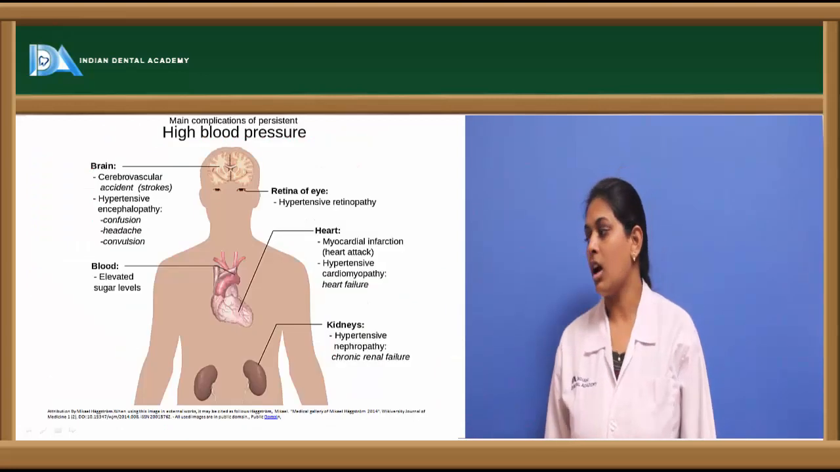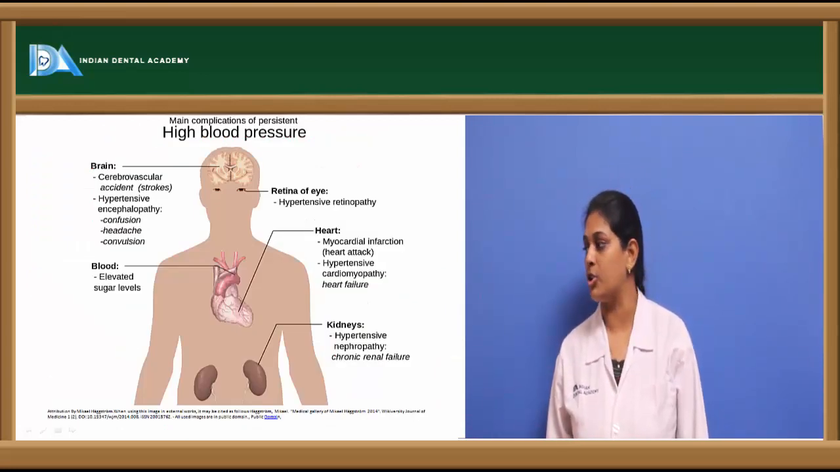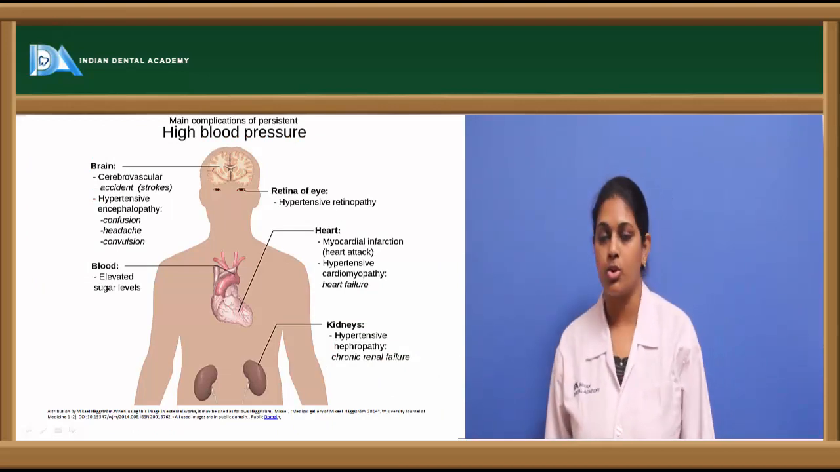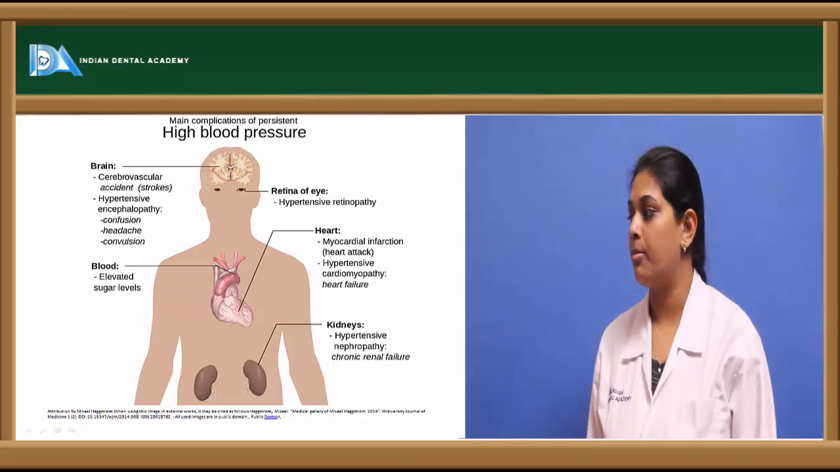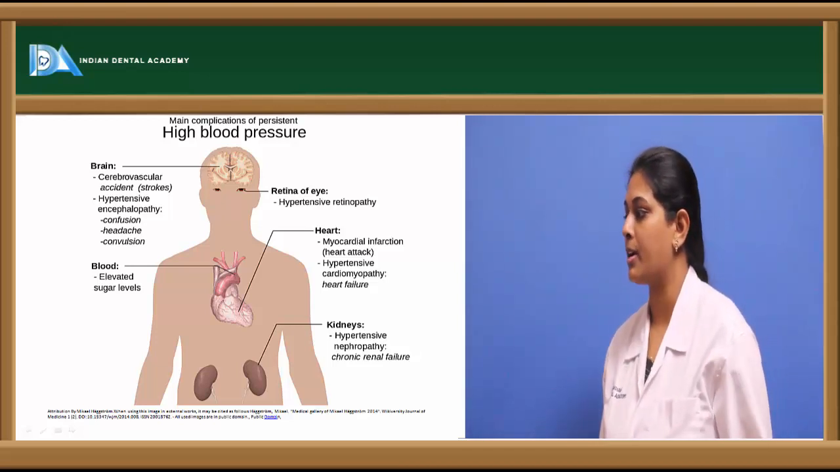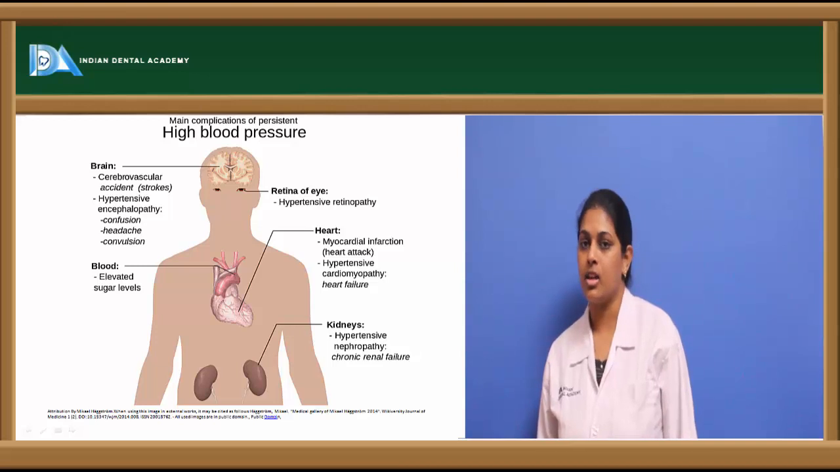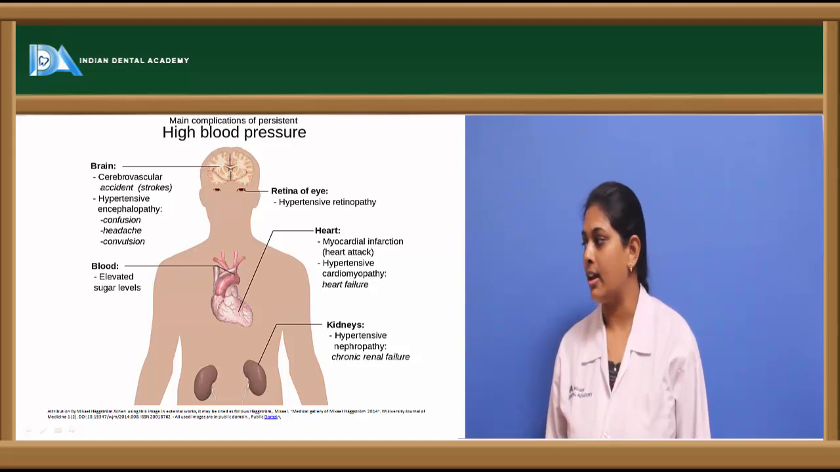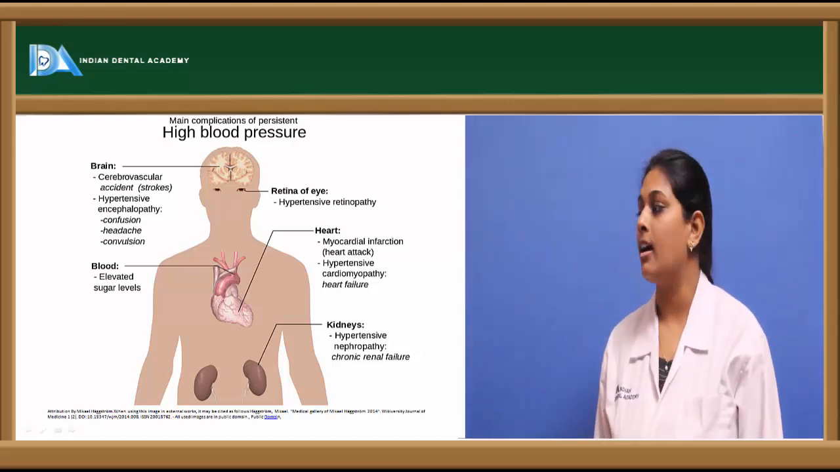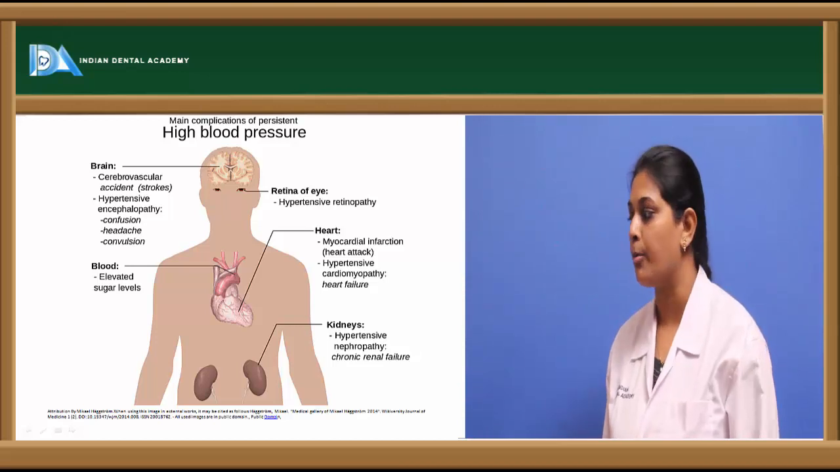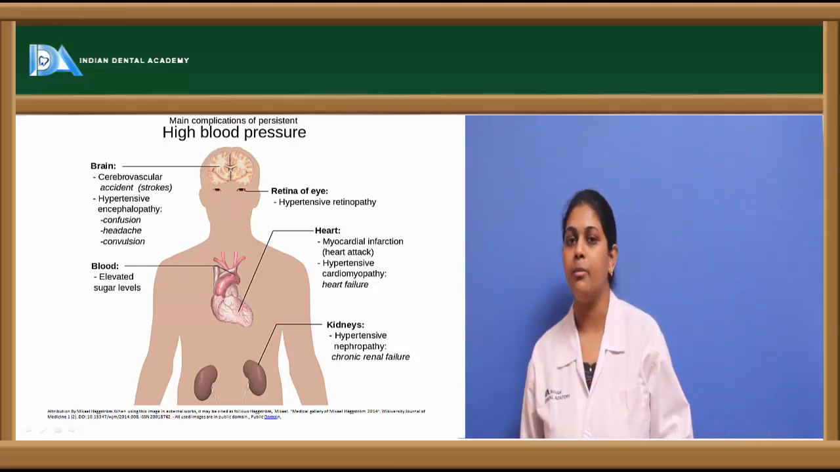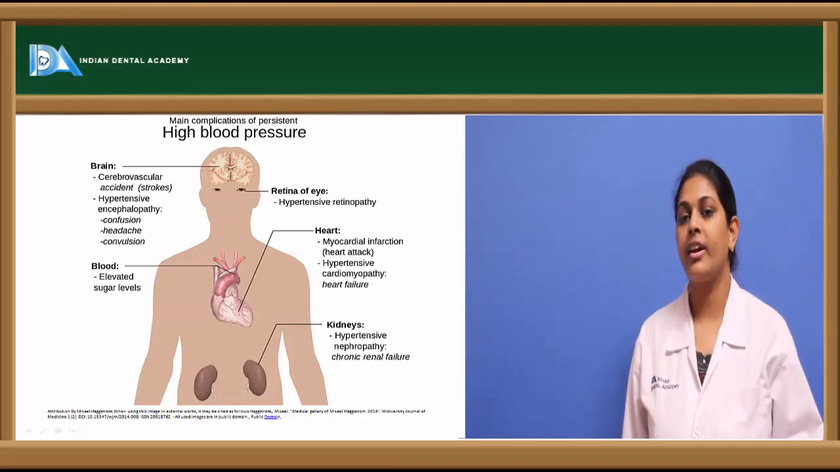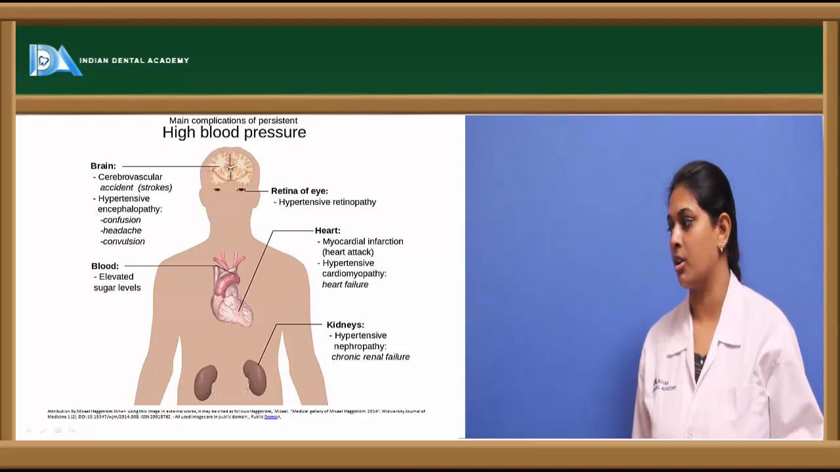So coming to the main complications seen in high blood pressure, they majorly involve the brain. We see that cerebrovascular accidents or strokes happen because of the alteration in the blood pressure, and this might manifest as hypertensive encephalopathy, a disease of the central nervous system, which might manifest as confusion, headache and convulsion. When it affects the eyes, it causes hypertensive retinopathy. There are retinal hemorrhages, which in mild cases cause blurred vision, but in severe cases cause blindness, and cataract can also result.